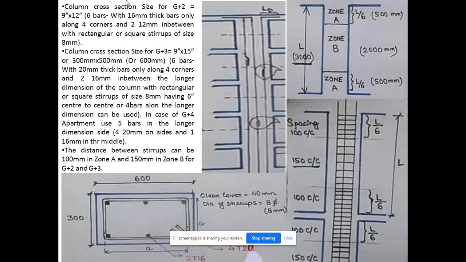For G+2, you need to use a standard column cross section of 9 inch into 12 inches, having 6 bars with 16 mm thick bars along the 4 corners and two 12 mm bars in between, with rectangular or square stirrups of size 8 mm, followed by column cross section size for G+3 as 9 inch into 15 inch, or 300 mm into 500 mm, having 6 bars with 20 mm thick only along the 4 corners and 2 bars of 16 mm thickness in between along the longer dimension of the column, with rectangular or square stirrups of size 8 mm at 6-inch center to center, or 4 bars along the longer dimension can also be used.